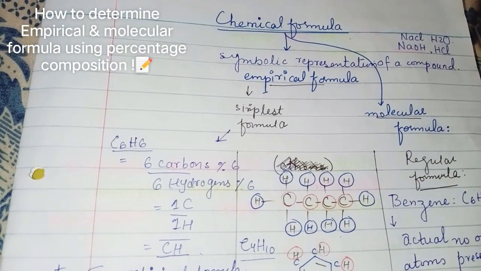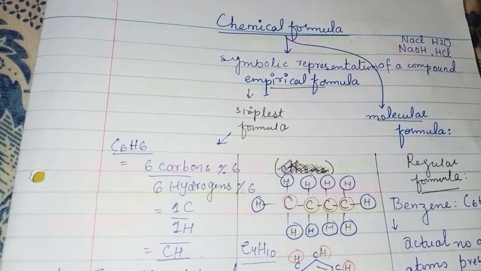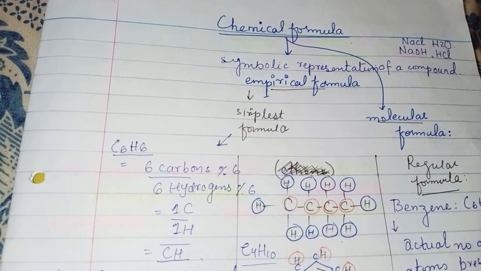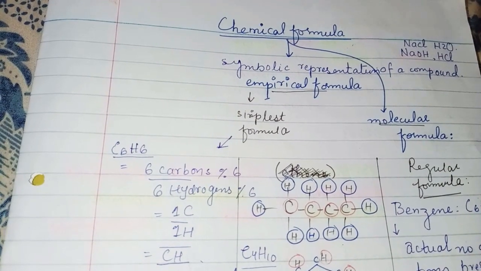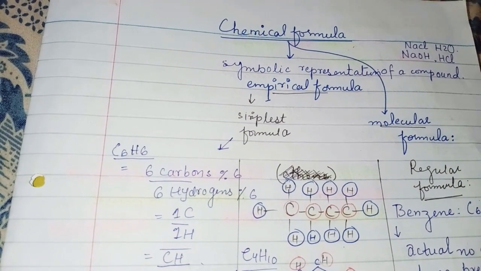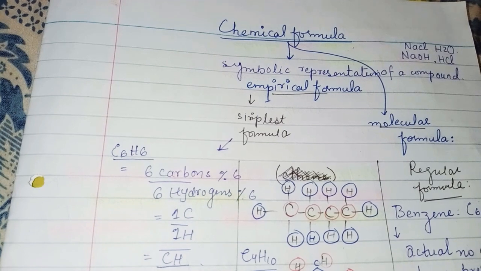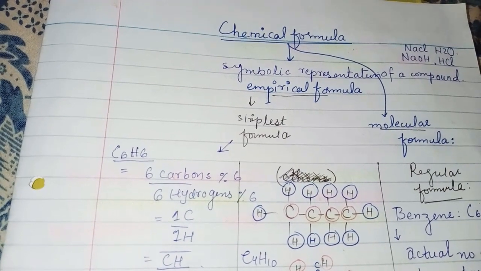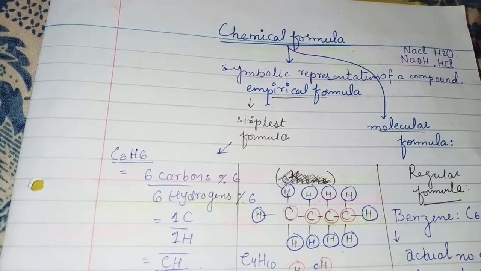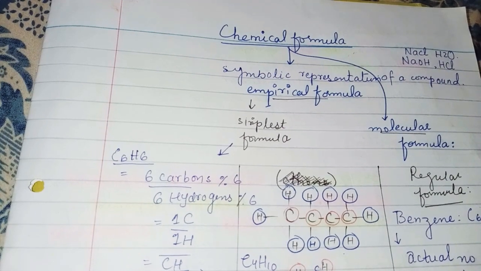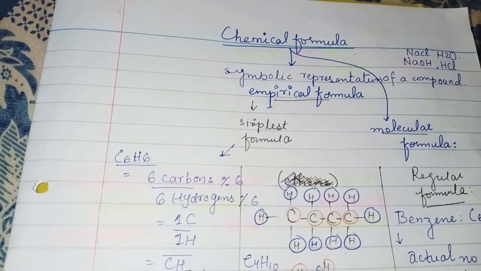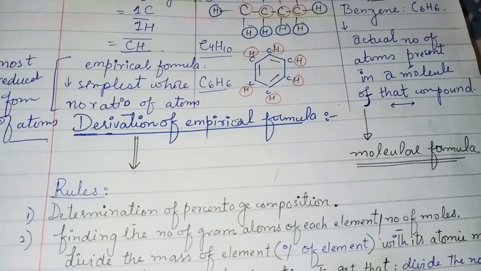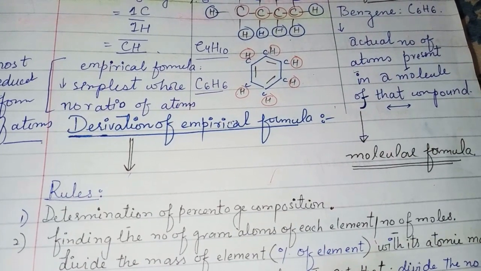This video is basically the continuation of the previous one. In that, we have seen what is empirical formula, what is molecular formula. We have seen the differences between them. So, molecular formula is actually the actual number of atoms in a compound, and empirical formula is the simple whole number ratio of atoms, or you can say the most reduced form of the atoms present in a compound. So that was all about differences between them.